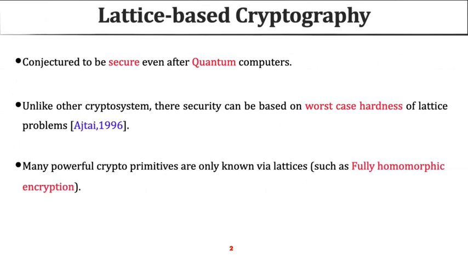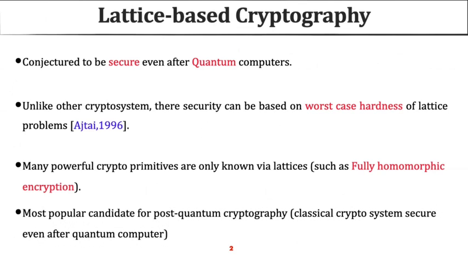There are also many powerful crypto primitives which are known only through lattices, and one example is fully homomorphic encryption. So these are the main reasons to study lattices for more than a decade. All these properties make lattice-based cryptosystems the most popular candidate for post-quantum cryptography. Here, post-quantum cryptography means classical cryptosystems which are secure even after quantum computers. We want the cryptosystems to run even now, but we want them to be secure even after quantum computers come. This is the motivation to study lattices.